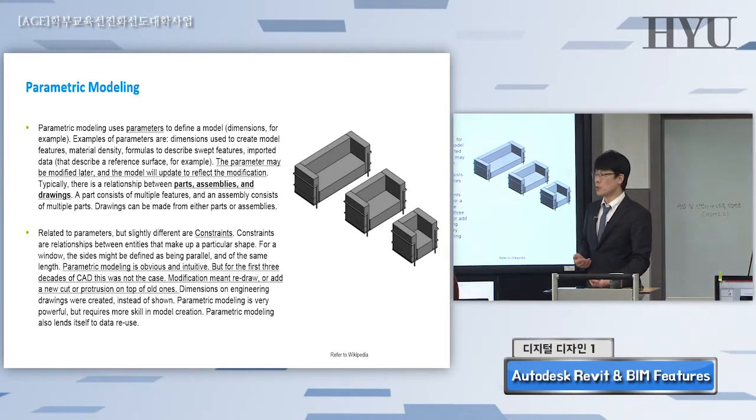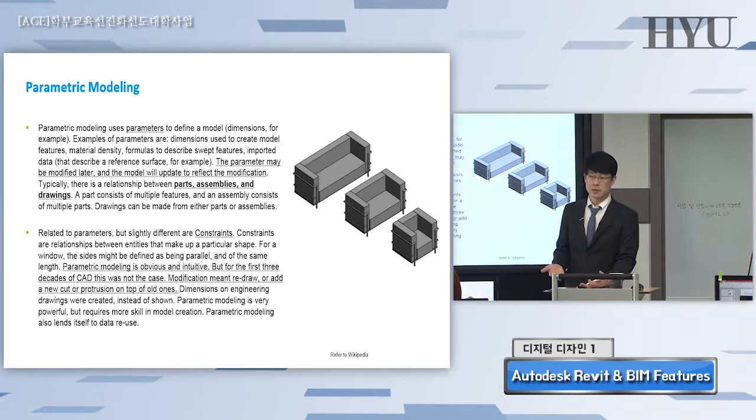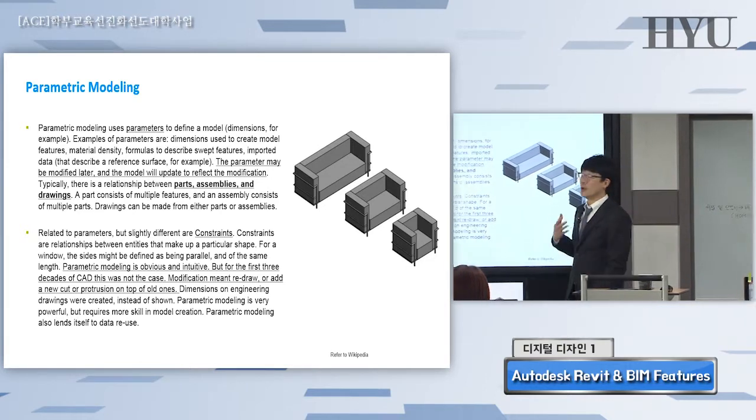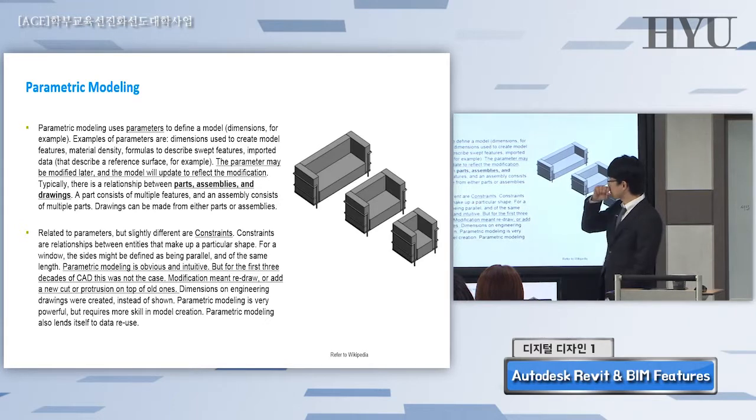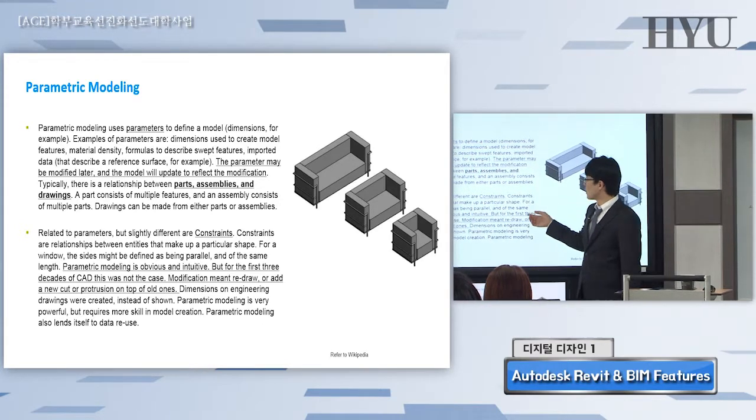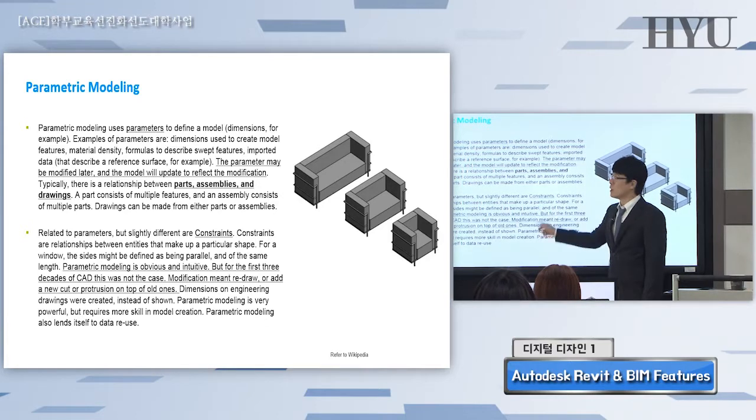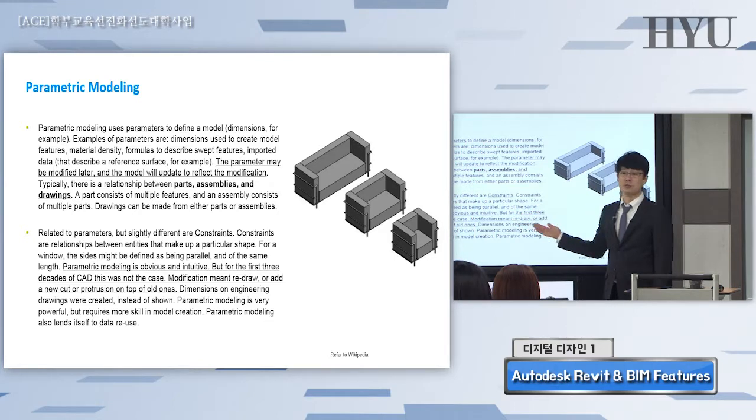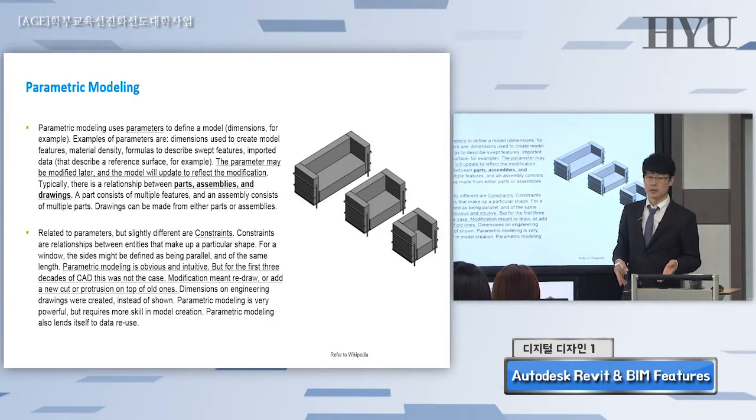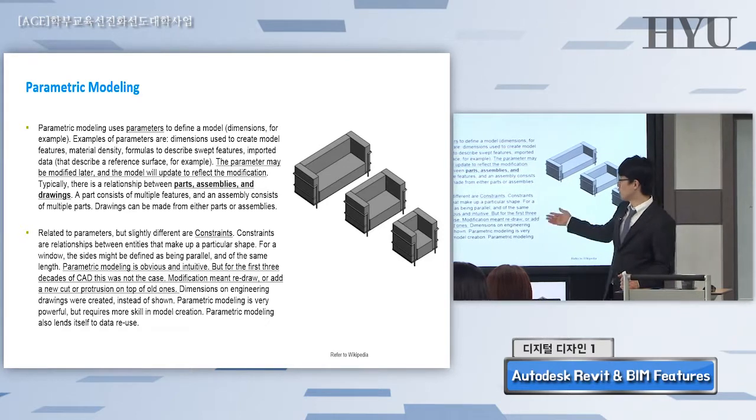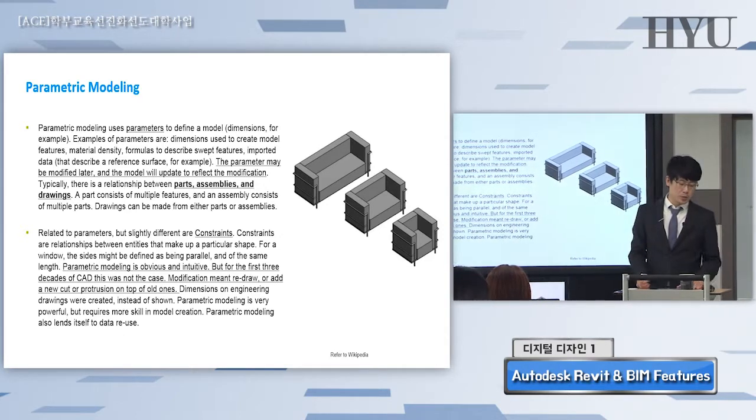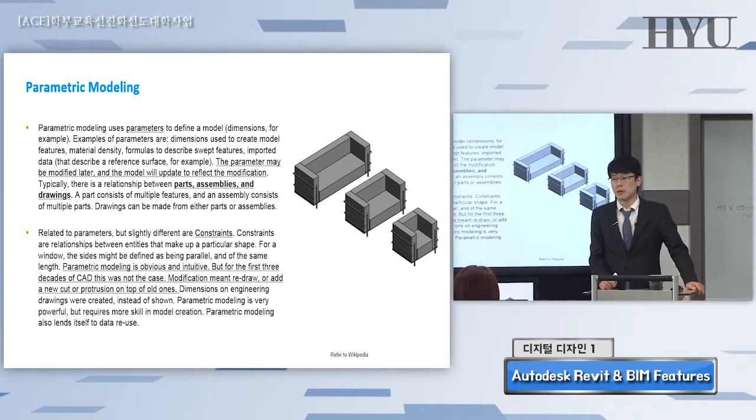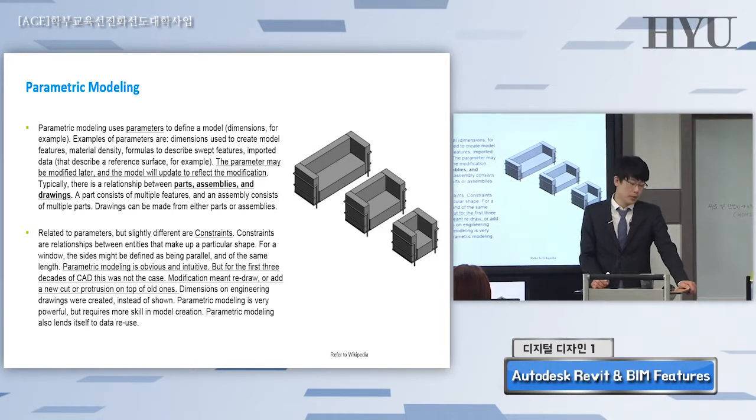Some new keywords we have encountered. I told you some parametrics, features, and assemblies, parts, parameters, and constraints. In Revit, we're going to see those keywords in your Revit interface, as always. So we need to take care of such a series of keywords when we are dealing with solid modeling, parametric modeling, or BIM, building information modeling.